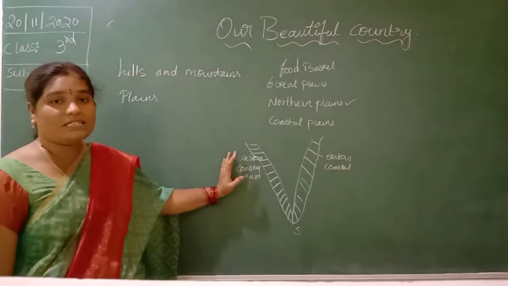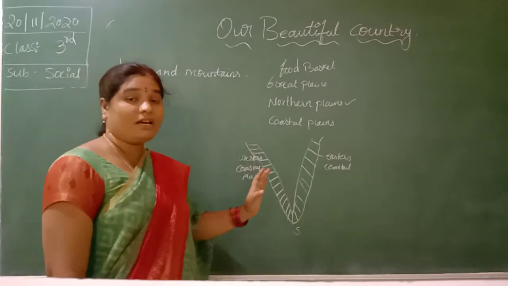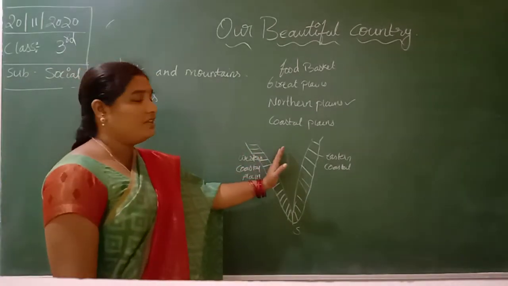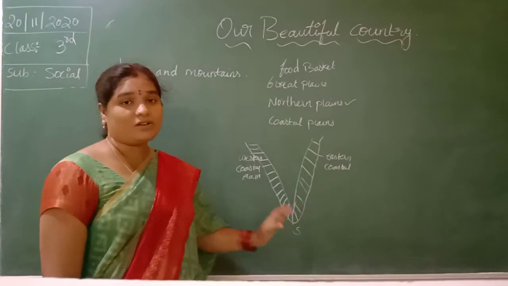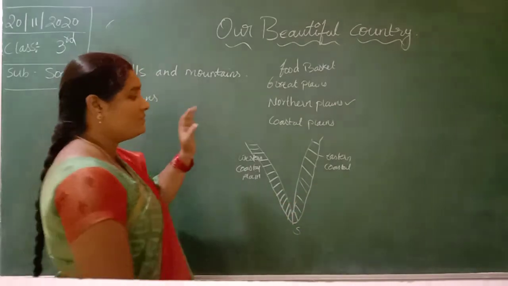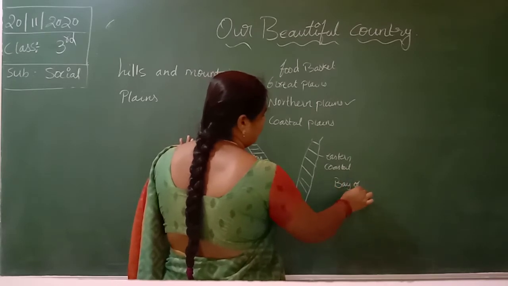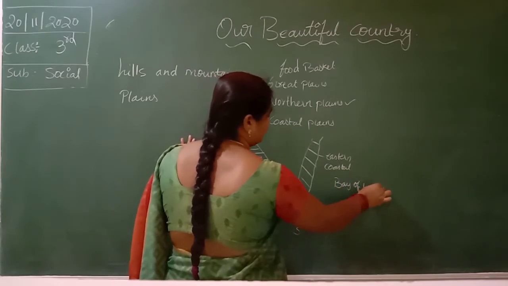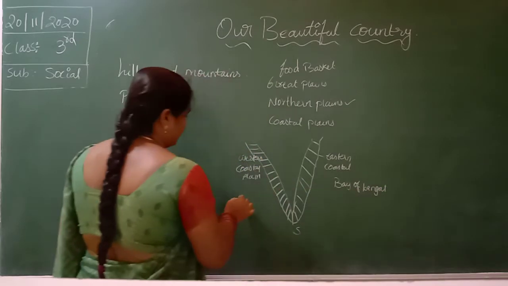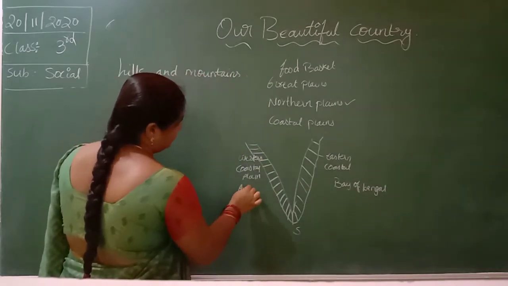In the previous lesson, we learned that the southern part of India is covered by water on three sides. At the east we have the Bay of Bengal, and at the west we have the Arabian Sea.